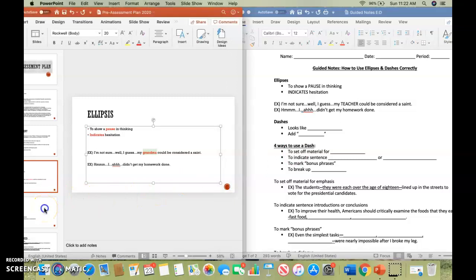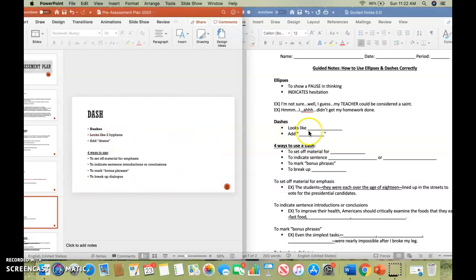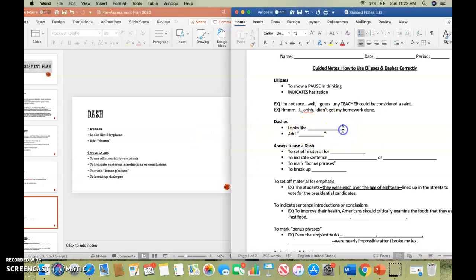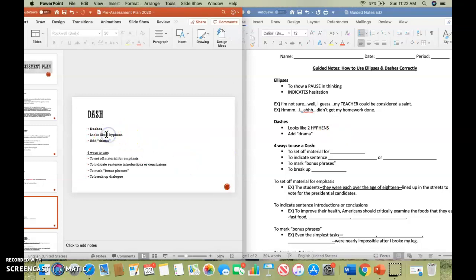So moving on to our dashes, okay? This looks like 2 hyphens put together. So we did hyphens back in an older chapter, but I want you guys to make sure that for a dash, you're putting 2 hyphens together to create what we call the dash. And this is to actually add the drama, or to add that extra that I tell you guys about, that I want to see in your writing. I want to see that extra thing. I want to see that drama. So, all right.